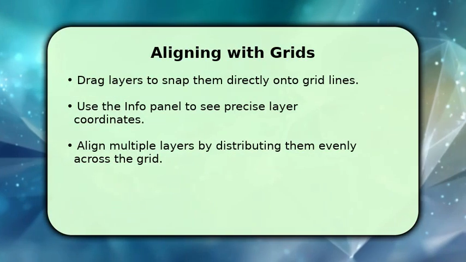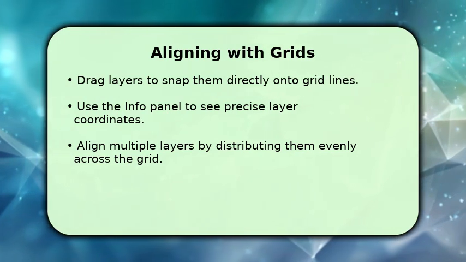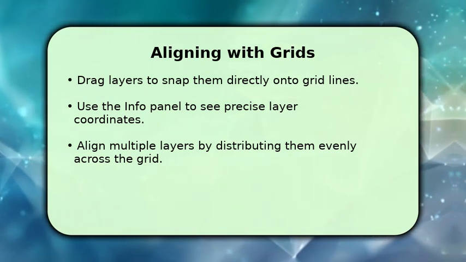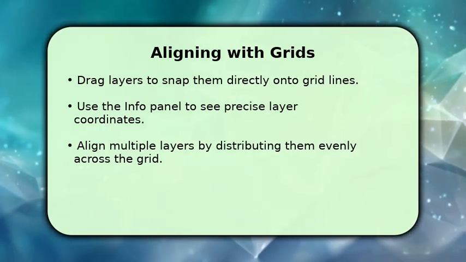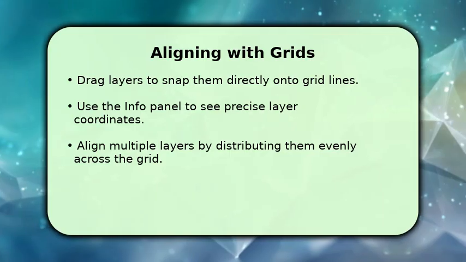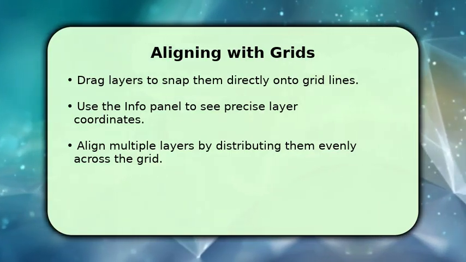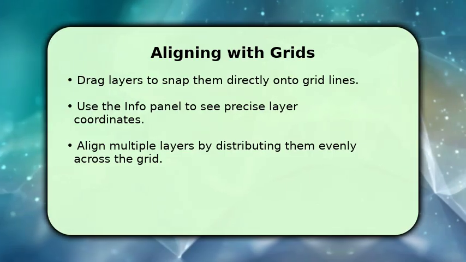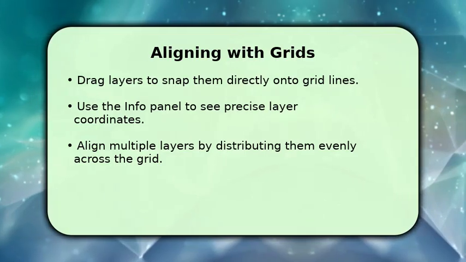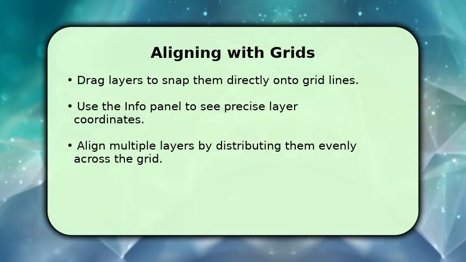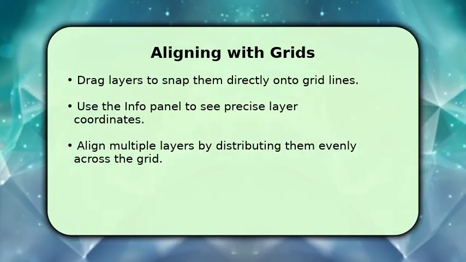Now that your grid is set up, let's put it to work for alignment. With snapping enabled, dragging any layer near a grid line will automatically snap it into place, ensuring pixel-perfect positioning. This is incredibly helpful for creating symmetrical designs or maintaining consistent margins. You can also use the grid to distribute multiple layers evenly, making sure every element is perfectly spaced. This technique saves a lot of time and ensures a polished final product.